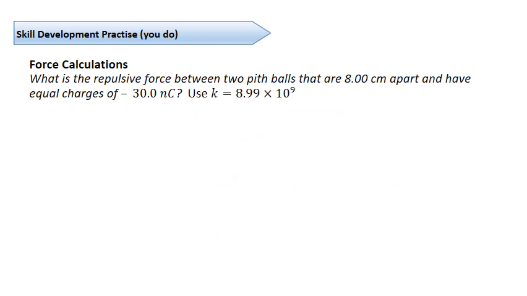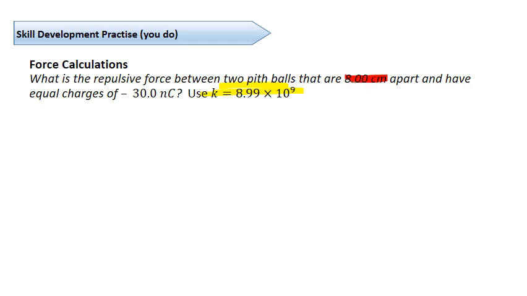Okay, I want you to have a go at this problem, but before you do that, I'm going to give you a couple of tips. What is the repulsive force between two pith balls that are 8 centimeters apart and have equal charges of negative 30 nanocoulombs? And the question wants you to use K as 8.99 times 10 to the 9. Now, your data book does use K as 9 times 10 to the 9, and in your external exam, you should use that value, but for this problem, we're going to use K as 8.99 times 10 to the 9.